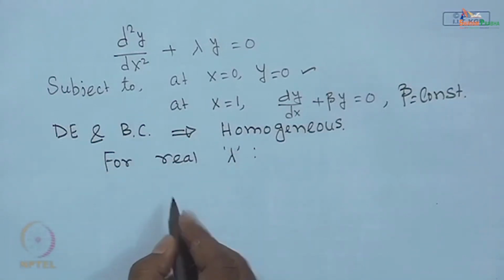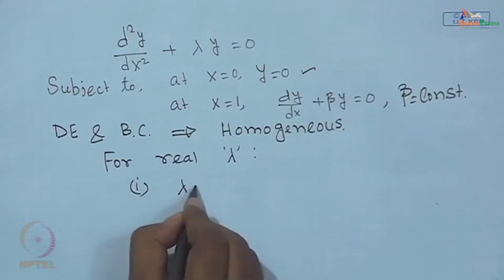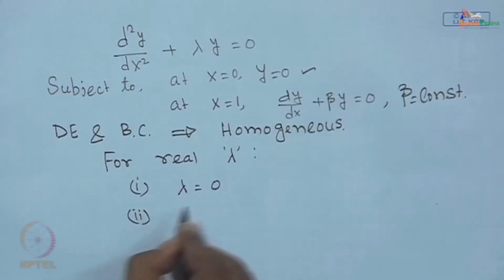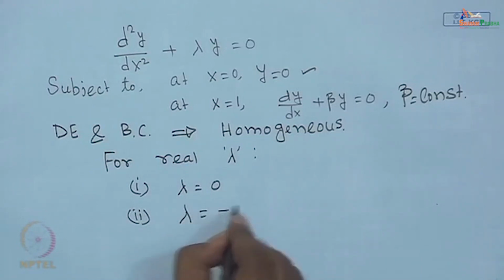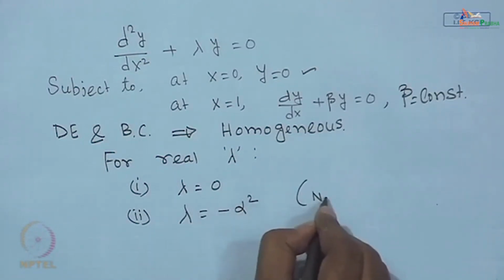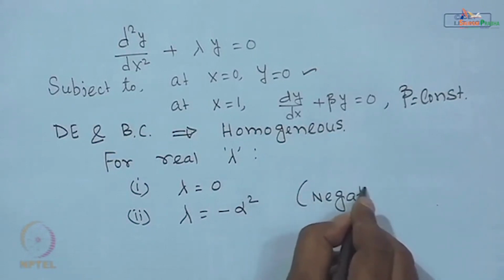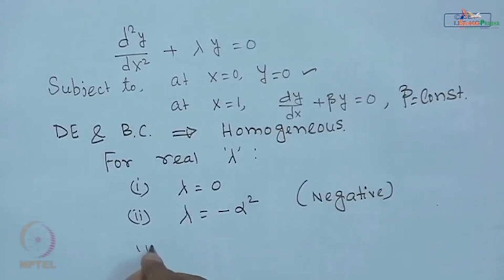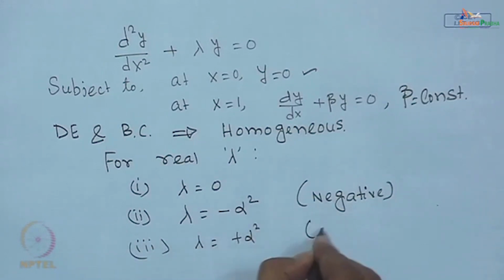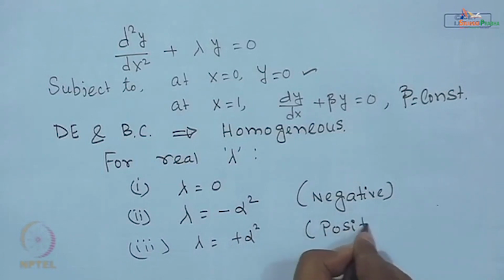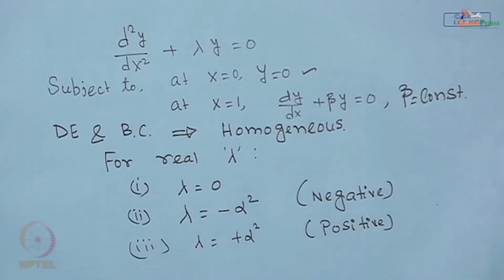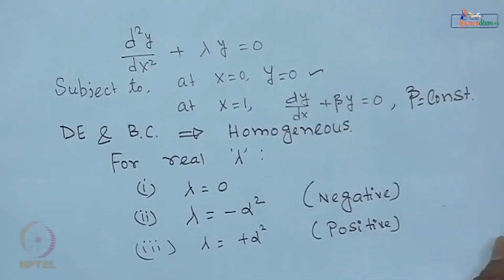It can be three things, lambda can be 0, lambda can be negative, and the third option is lambda is positive. Let us examine all the three cases in detail and see what kind of eigenvalues and what kind of eigenfunctions we are getting in this particular case.